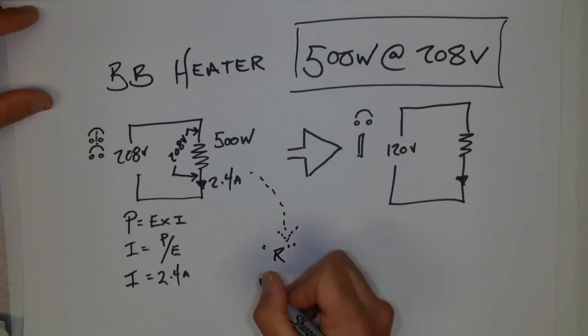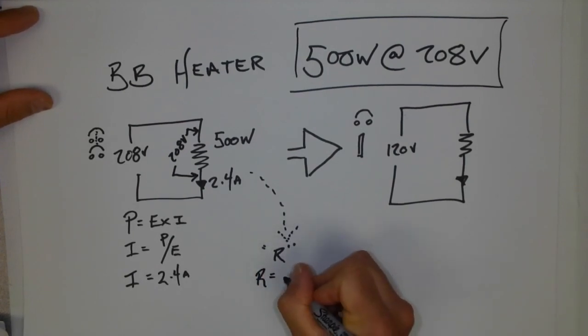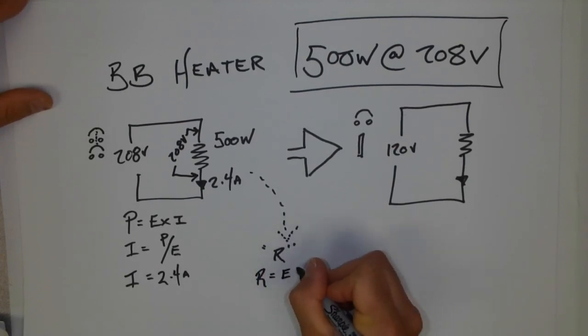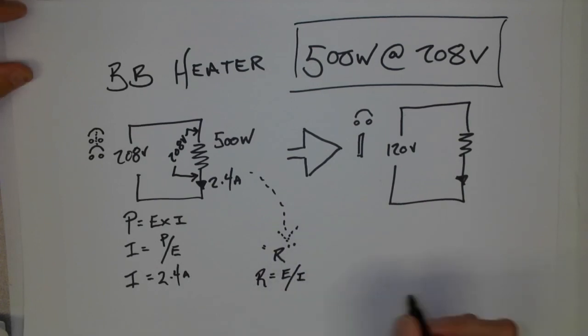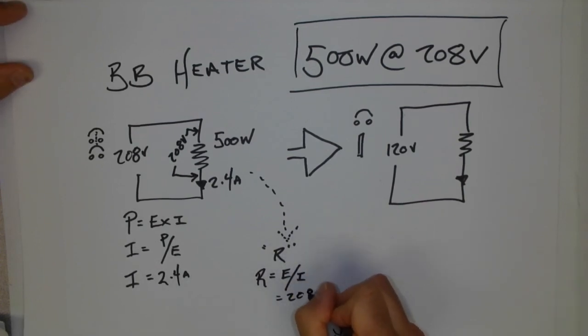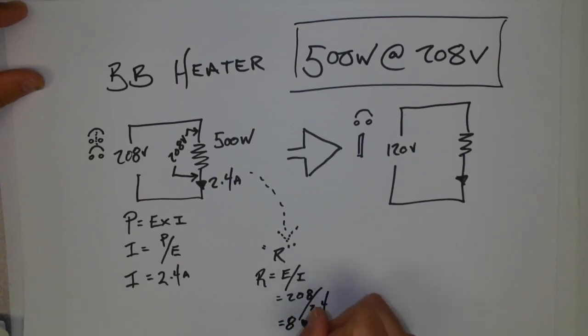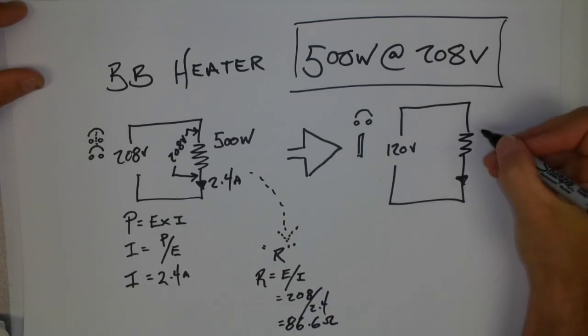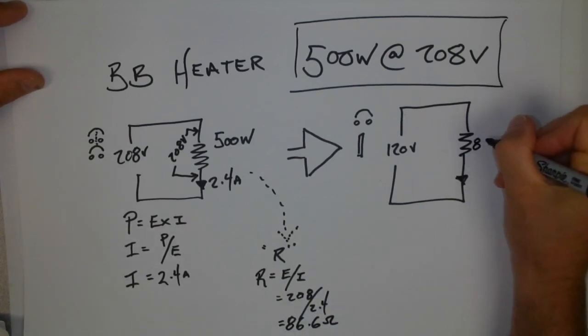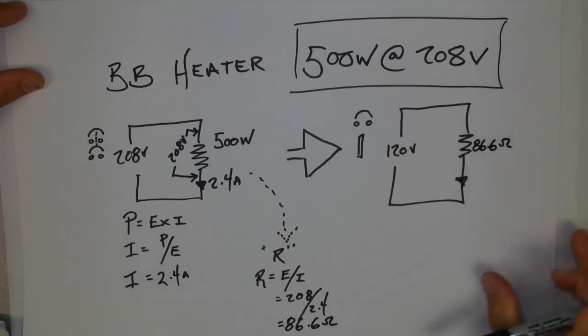I'm just going to use Ohm's law because Ohm's law is simple. R is equal to E over I, which means that 208 divided by 2.4 should give me the resistance. And 208 divided by 2.4 is 86.6 ohms. All right, so we take that over here, 86.6 ohms. That's the one thing that will not change.